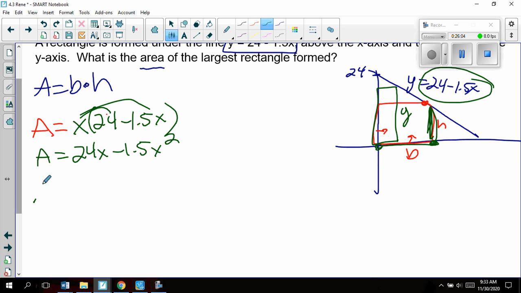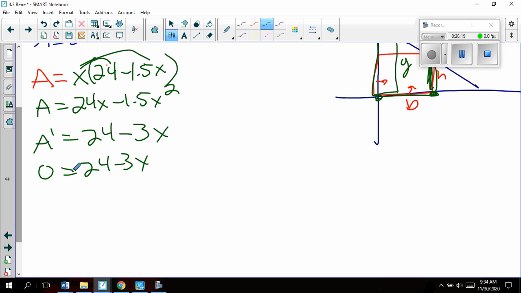Now I'm ready to take a derivative because now it is a basic power rule. So 24 minus 3x. I set that equal to 0. 24 minus 3x equals 0. I solve, so I'd subtract 24, and I'd divide by negative 3. So I would get x equals 8.